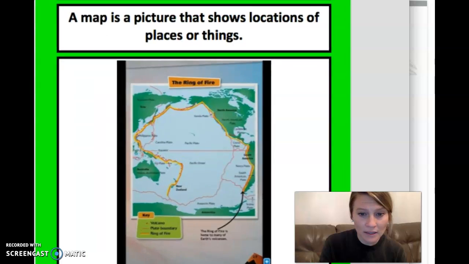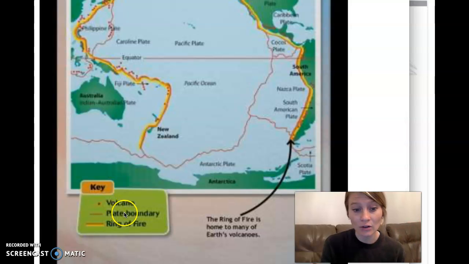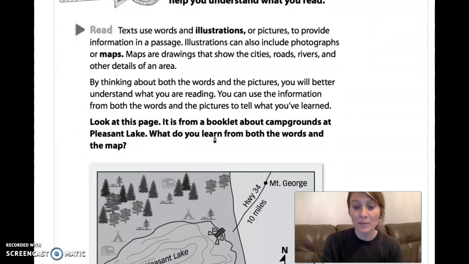Like, I'm going to zoom in on this map picture so you can see a little bit better. If you see a little dot with a circle, that's a volcano. Plate boundary, Ring of Fire. And the Ring of Fire is home to many of the Earth's volcanoes. This is called a map key. Remember when we studied these? We did a lot of these in social studies. Well, today we're going to be looking at a map in our reading.